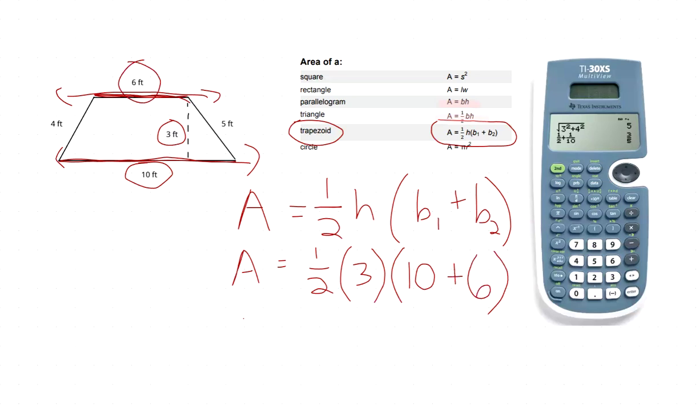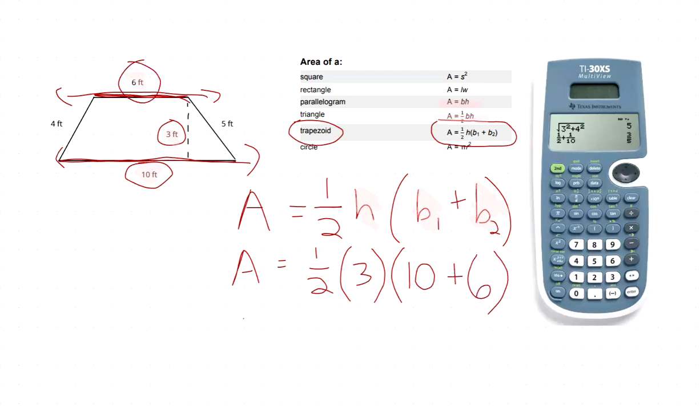Okay? So you see, I haven't done any math yet. All I've done is replace the letters that were given to me, the ones that I know, with the numbers given to me in the problem. I know that the straight up and down line is my height, and the two parallel lines for base 1 and base 2 are B1 and B2, and I'm just replacing the letters.